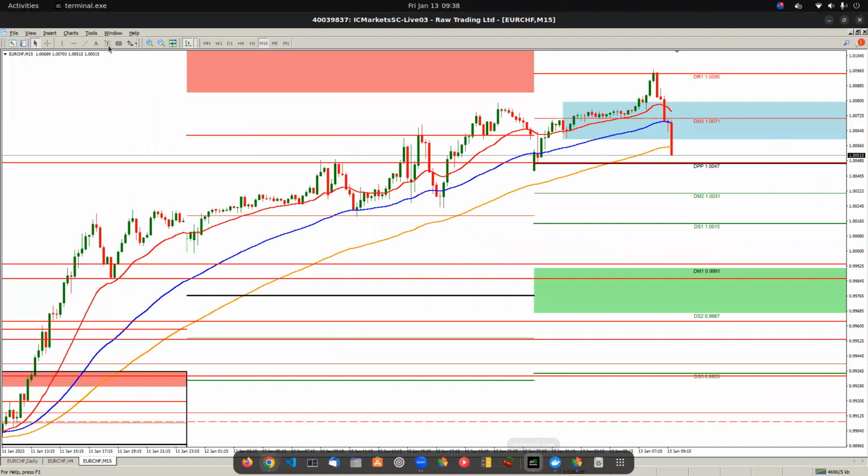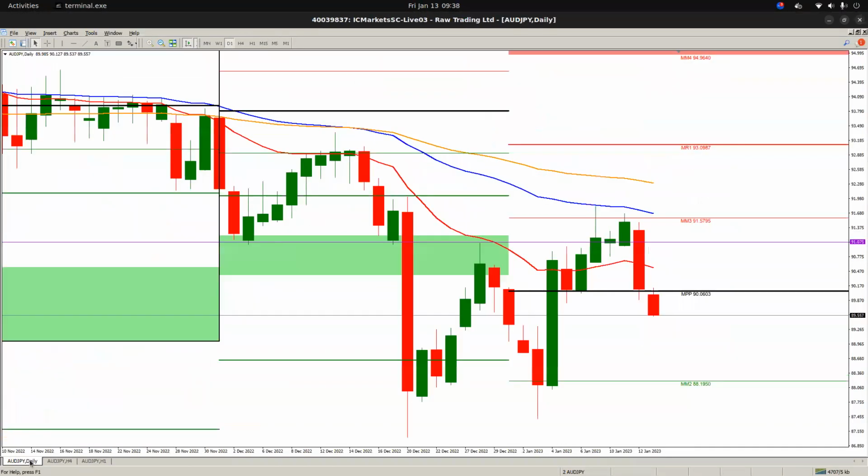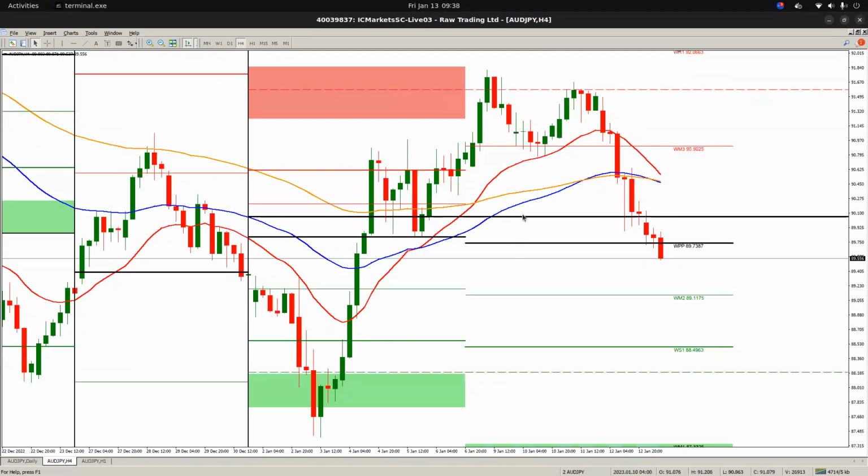Let's take a look over here. Let's go through one by one. Okay, so daily, currently coming down off an M3. Aussie yen. Okay, so you can see price is currently coming down. Now, from a 4-hour perspective, I'd love to see price come back up to resistance. That hasn't happened yet. So I'd love to wait for a pullback for a lower high.